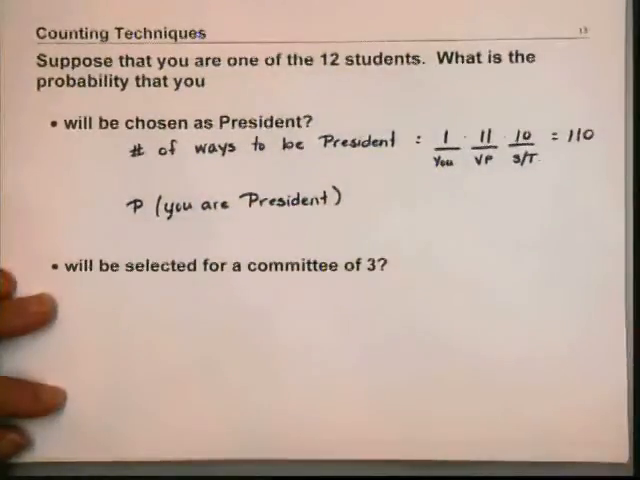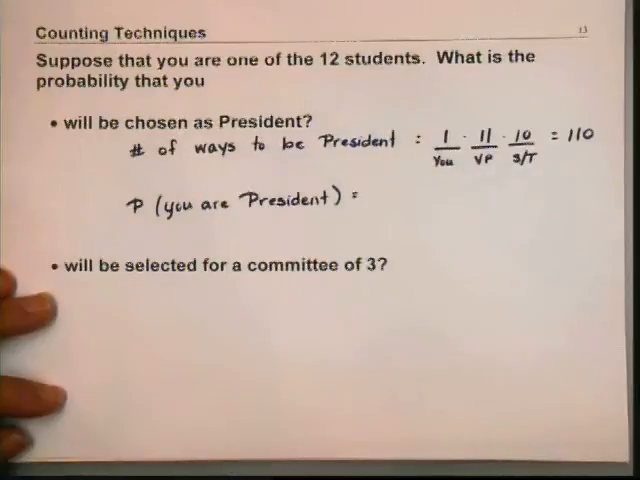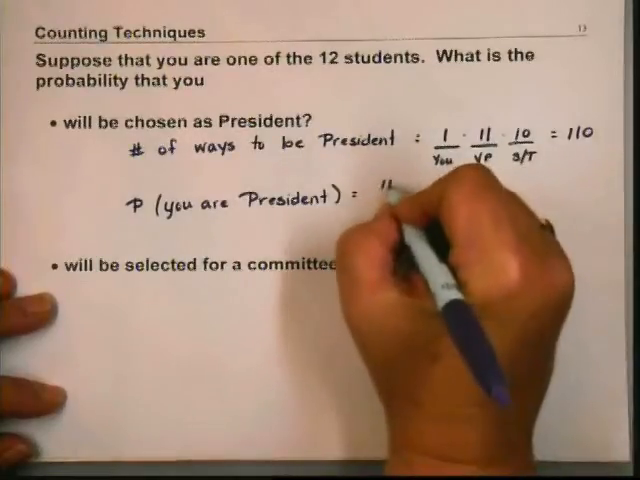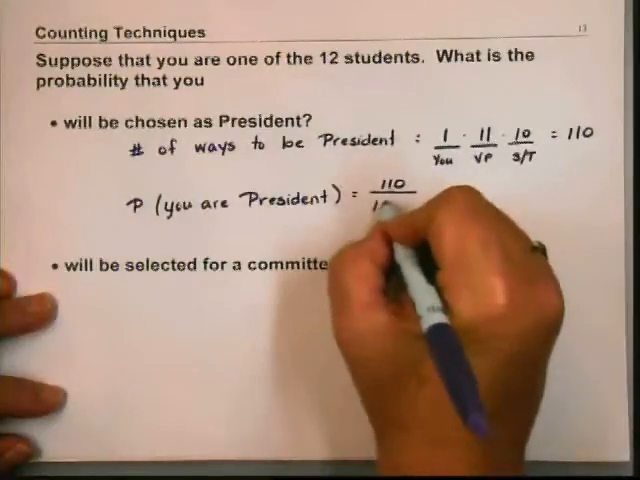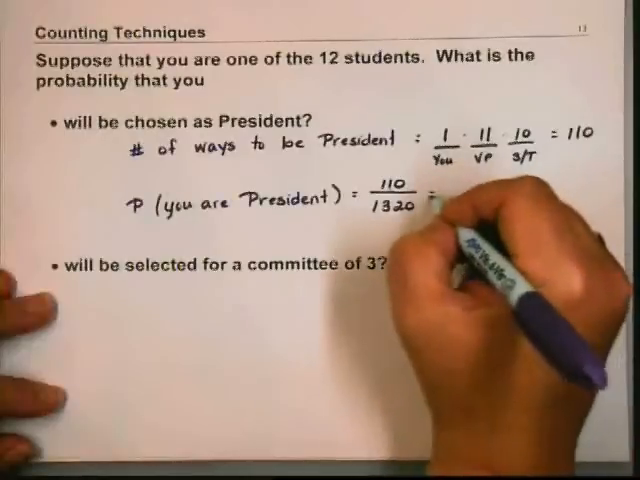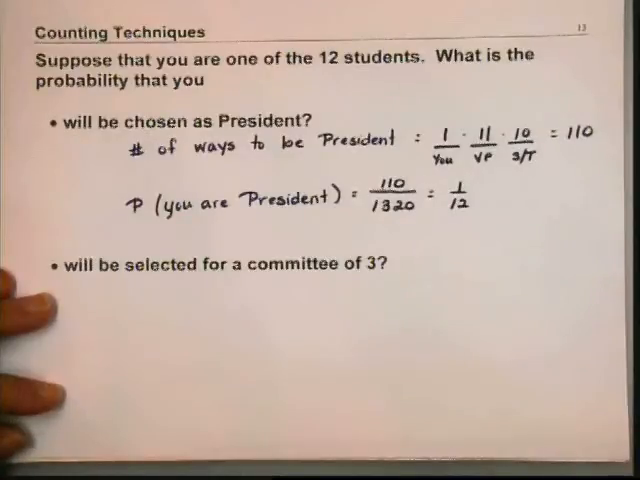How many different slates of officers were there? Okay, because that's that counting technique. Number of ways you can be president divided by total number of outcomes, right? Go back to that very first definition of probability. So number of ways the event can happen is 110. Number of possible outcomes is 1,320, or 1/12. We really didn't need to go through these second two. It's just if you're the first one, right?